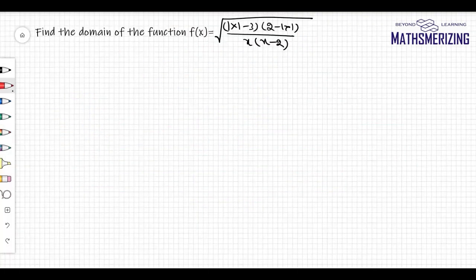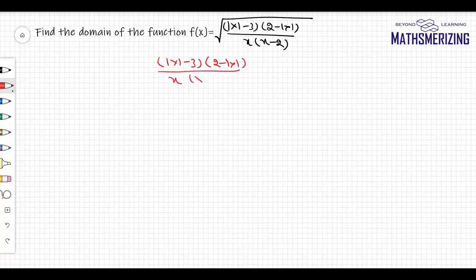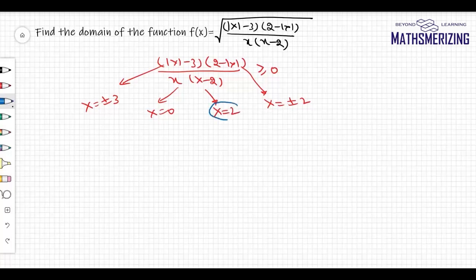Now for this question, I need to find domain of this function. So clearly there is a square root function. So I'll write (|x| − 3)(2 − |x|) and this should be greater than or equal to 0. Now for this one, roots are x equals plus or minus 3. For this expression, roots are x equals plus or minus 2. For denominator will be x equal to 0 and x equal to 2. Now because x equal to 2 features here and here at both the places, so effectively there will be no sign change at 2.